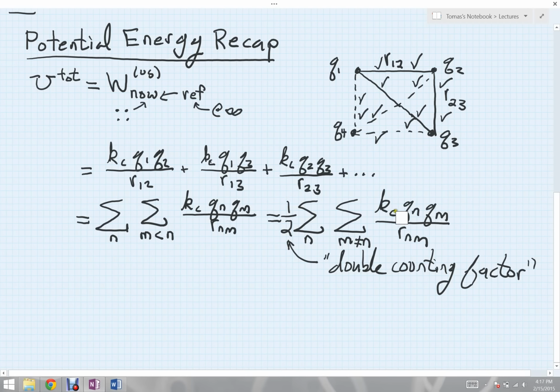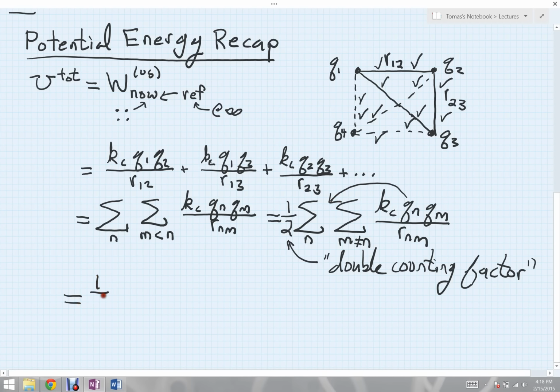This factor Qn is the same for each value of m, right? The sum is over all m. Qn is just a constant as far as this sum is concerned, and so I can pull Qn out of my sum. And if I were to do that, then I get the following form.